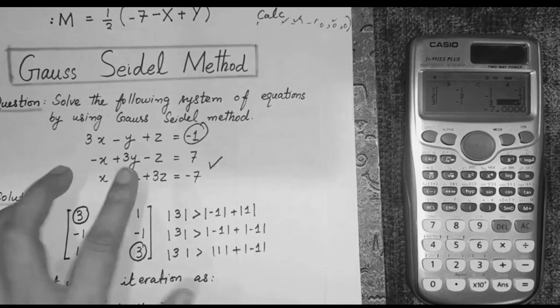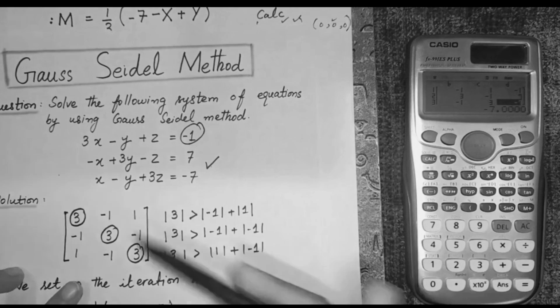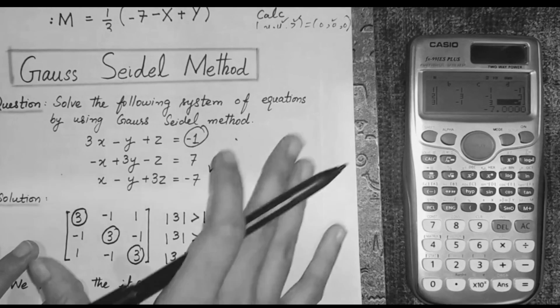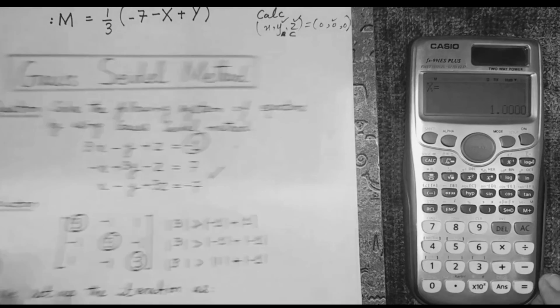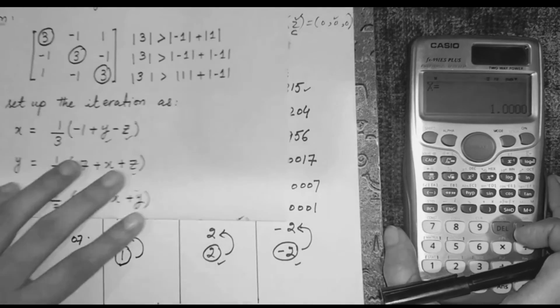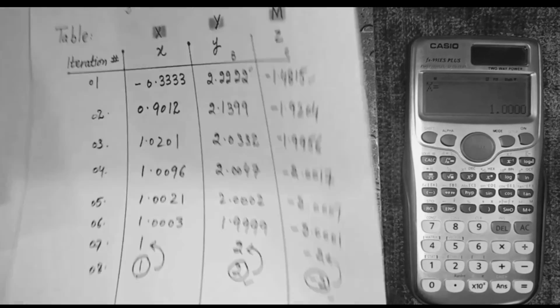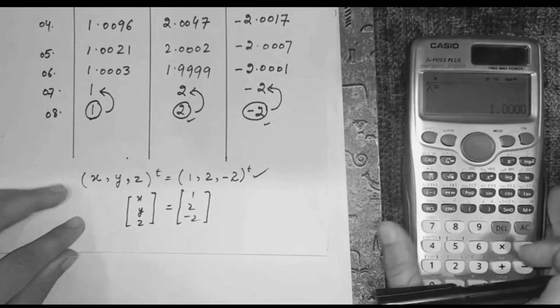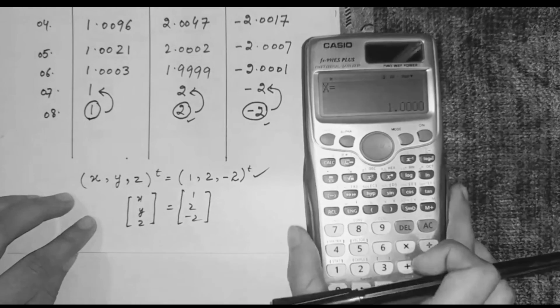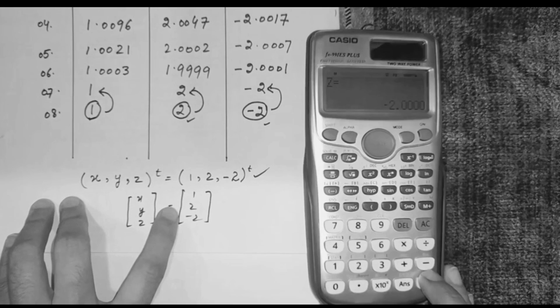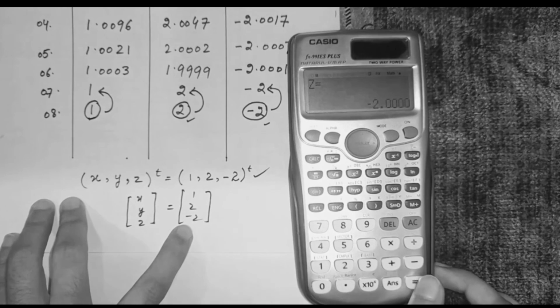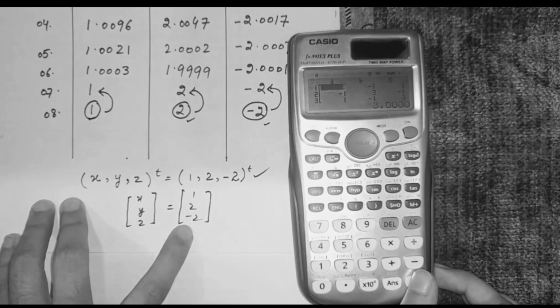If it confuses you to write directly into this, you can convert it into a matrix and then put these values here. So let's press equal to. I hope it's correct. Here you go. Let me move it a bit so you can see. Look, the value of x is 1. Good. The value of y is 2. Very well. And z is negative 2.